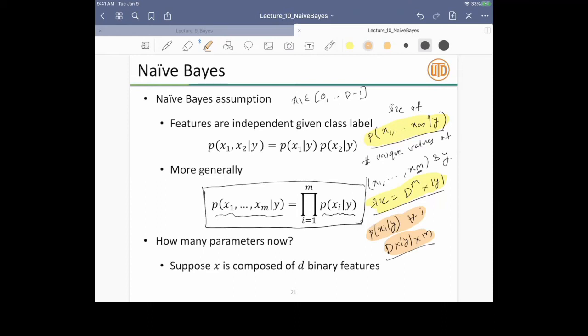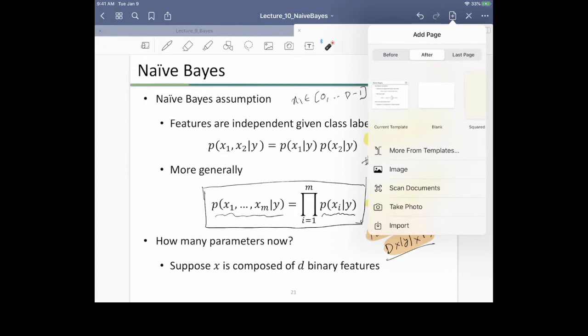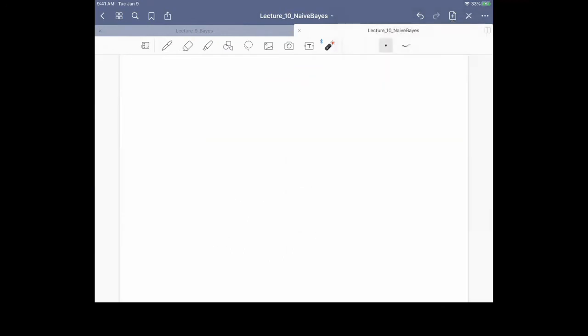Try again. So you mean how I got this one or how I got this one? The one in yellow. So the d raised to m multiplied by size of y, right? Yes. Okay, yeah. So this is something we discussed a little bit last time, but I'll just go over it again. Maybe last time it was not super clear.